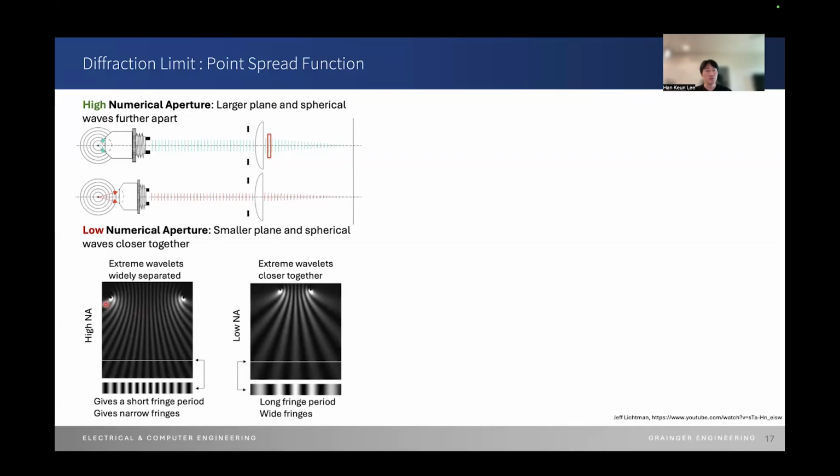From the previous example, we saw the effect of these two different wavelet points and how they create fringes or patterns. When these two wavelets are far apart from each other, in the case of high numerical aperture, we see short fringe periods and narrow fringes. And when these wavelets are closer together, you can see long fringe periods and wide fringes.